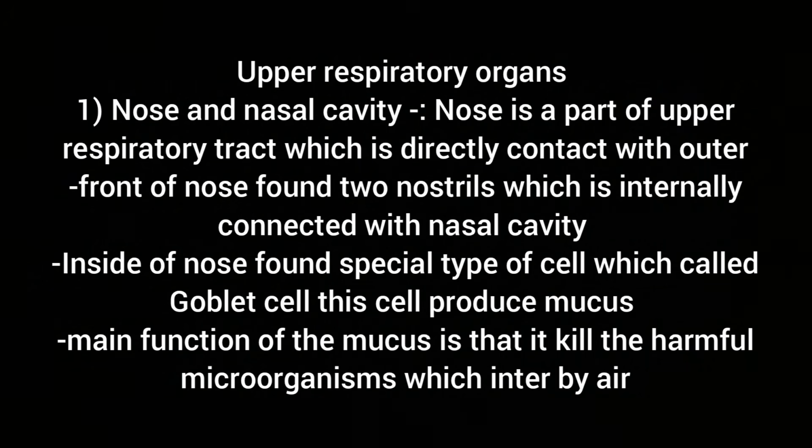Nose is a part of the upper respiratory tract which is in direct contact with the outer environment. At the front of the nose are the nostrils, which are internally connected with the nasal cavity. Inside the nose is a special type of cell called the goblet cell. This cell produces mucus. The main function of mucus is to kill the harmful microorganisms which enter by air.